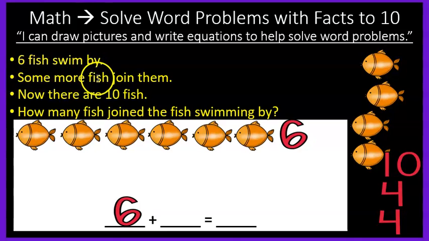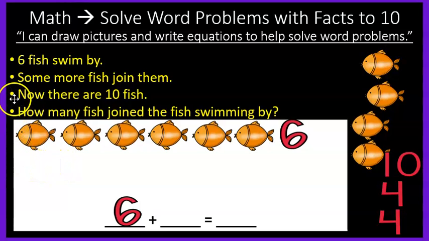Some more fish joined them. Okay? What this means, boys and girls, is we're going to have some more fish down here. We don't know how many fish are going to be here yet. We have to read this next statement to figure it out, okay? Watch me now. Let's come here. Now we know we're going to add some more fish here, but we do not know how many fish we're going to add just yet, okay?